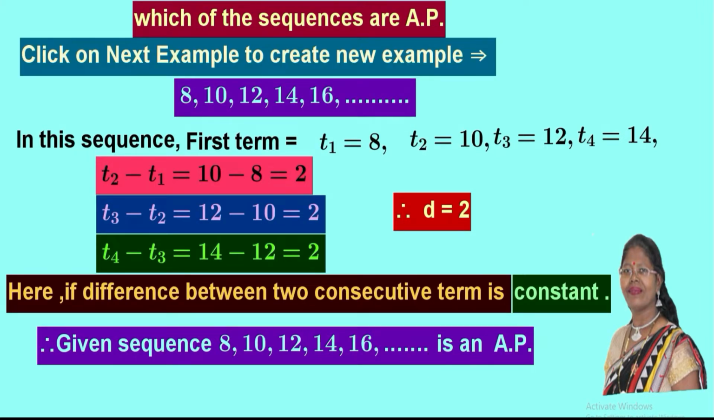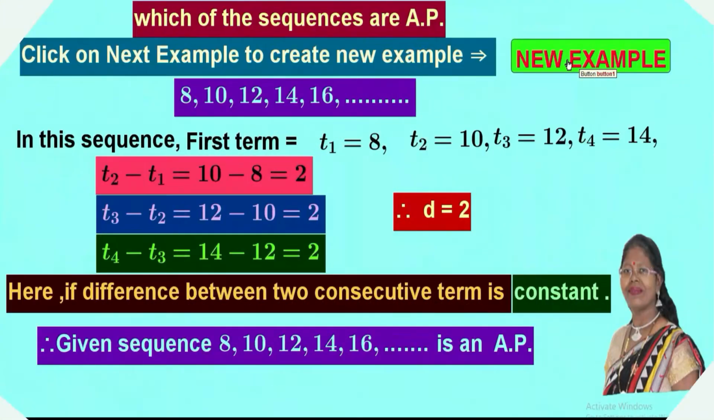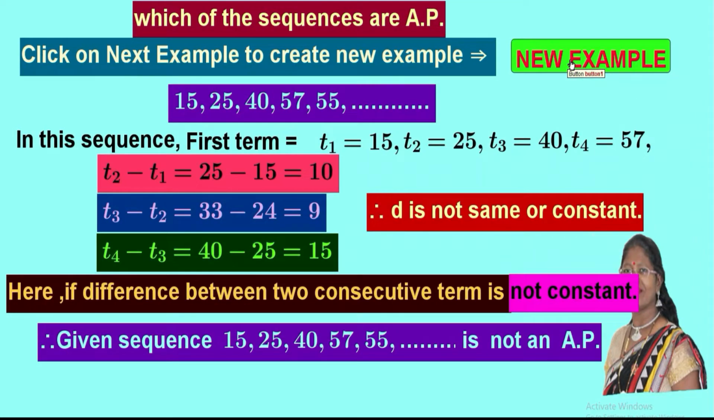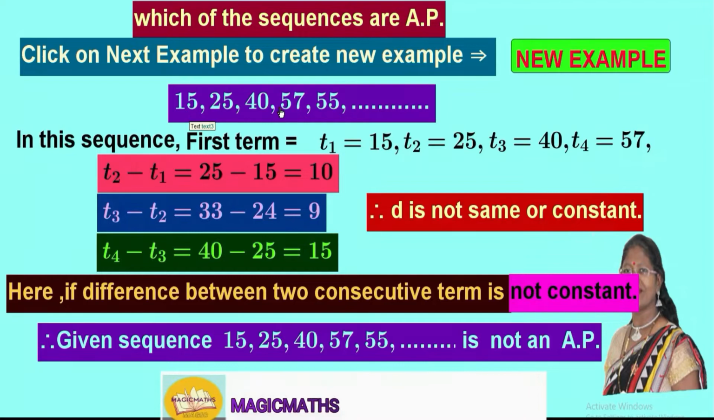As usual, we create a button here. Click on the next example button to create a new example. Click on new example and we will get a new example to solve. See, here is 15, 25, 40, 57, 55 in this sequence.